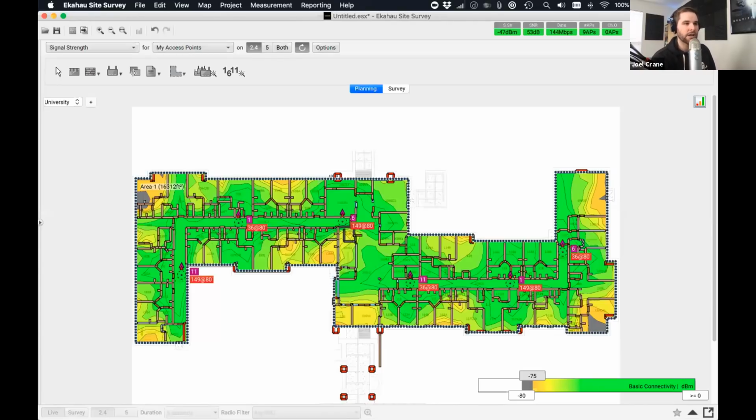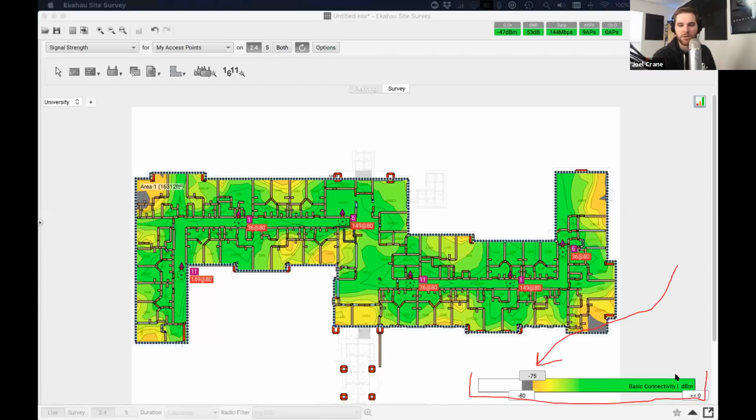And so right now, I'm going to draw on the screen a little bit to help you see. Down here in the corner, if we look at the legend for what we are currently providing, we are providing basic connectivity everywhere. The level of signal strength, everything that's colored, is negative 75 dBm or better. Now that might be okay for some basic light messaging. That might be fine for transmitting a few barcodes here and there.